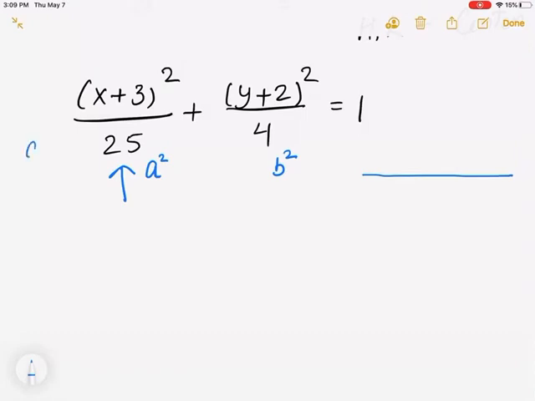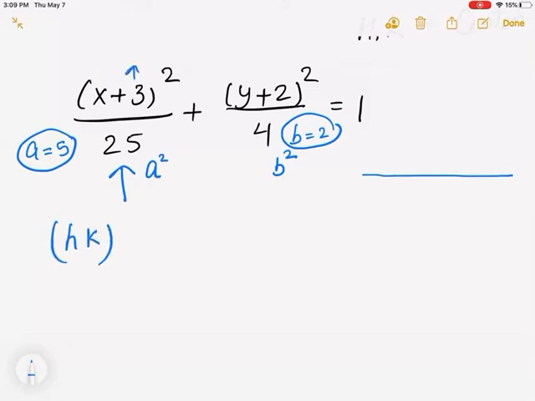What would your a value be? Remember, this is a squared, so the a value would be the square root of that number. So a is 5. b is 2. I hope you understand so far. Now let's try finding the center point, which is h and k in this equation. Remember, we take the opposite. h is what goes with x, and k is what goes with y. So h and k is -3 and -2.